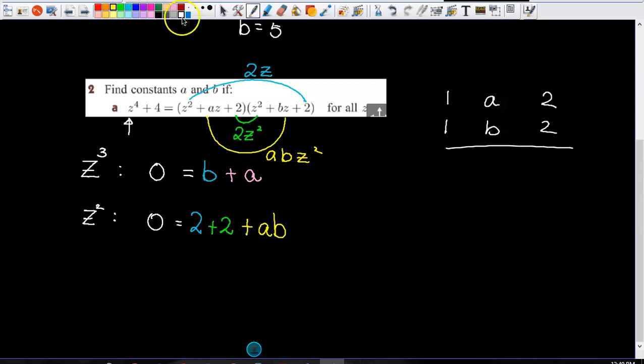So out of all of that, I've got 2 things. This gives me 0 equals ab plus 4. And I've got b plus a equals 0. How am I going to solve that? 2 unknowns, but 2 bits of information. I'm going to substitute. I'm going to say b equals minus a. I'm going to substitute it in.